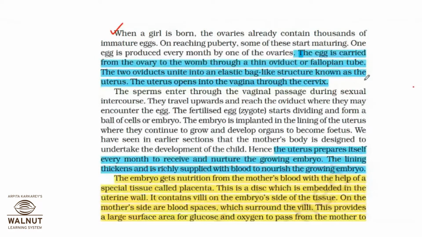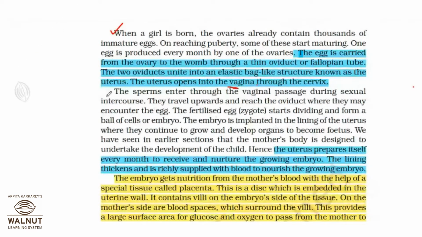Okay, just a minute. So these are different parts which are told about a human female, that how the egg is released and where it is released. It opens in the vagina, where actual fertilization takes place. After the fertilization is done, the zygote and then the embryo is implanted in the uterus, and then later on it grows in the human female.